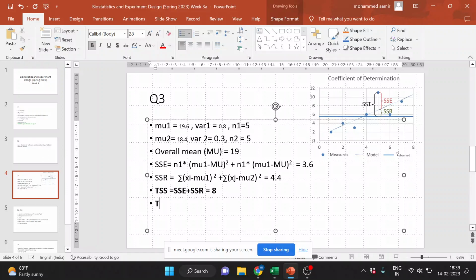TSS could also be, but I have to check this. I think it's correct. It's the summation of... Oh, but it's for two things. No, I don't think this is correct. Minus the overall mean, but I don't think that's correct. No, I have to check that. But this is the standard way of doing this. This formula is from the ANOVA actually.